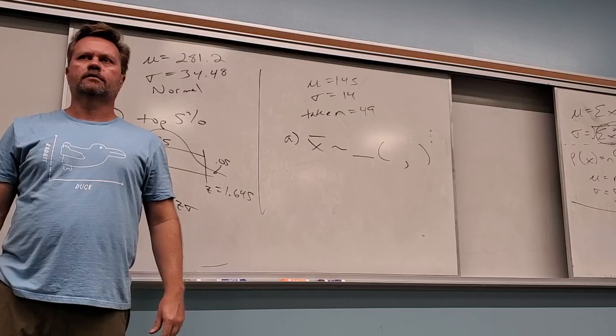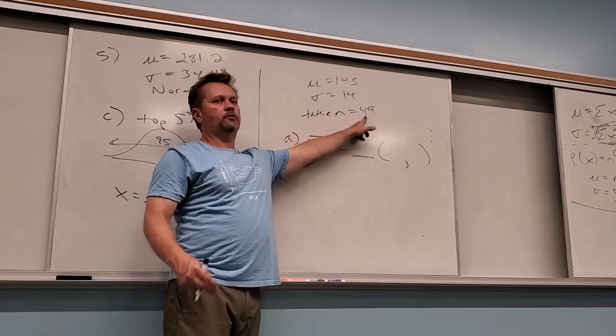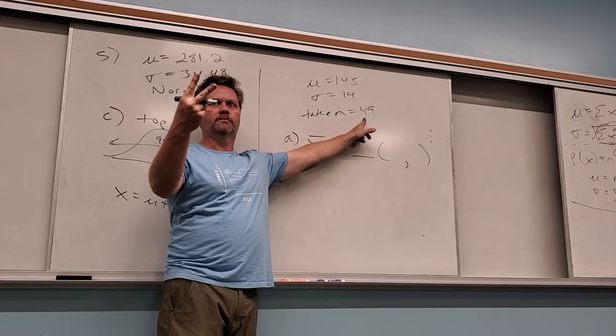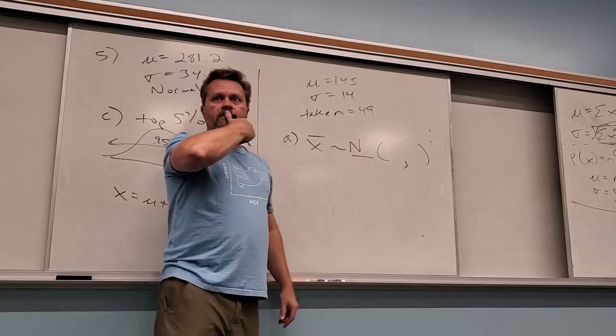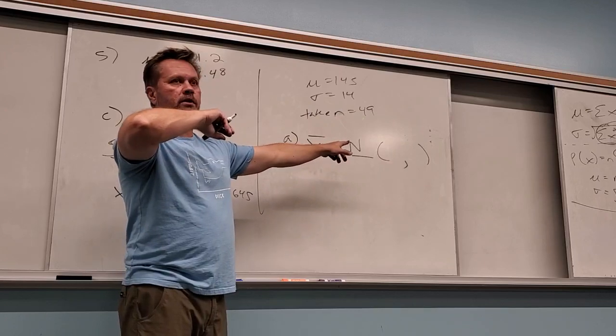14 over the square root of 49. Yes. I took a sample of 49, so what 2 things happen? What distribution does this become? Normal. Normal enough, so I'll put a normal here, right? Because it's greater than 30, right? So the means become normally distributed.